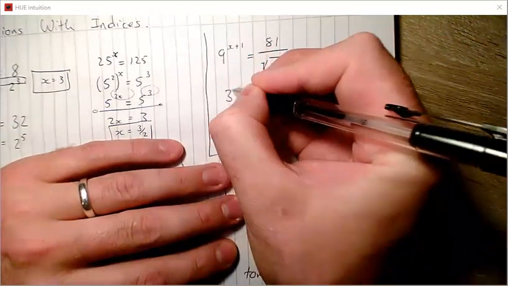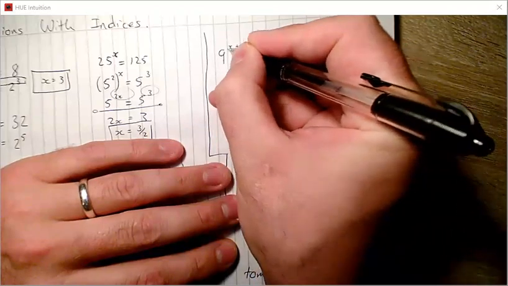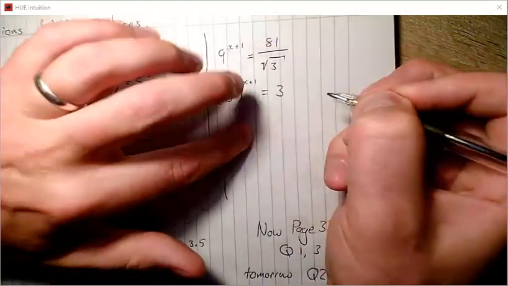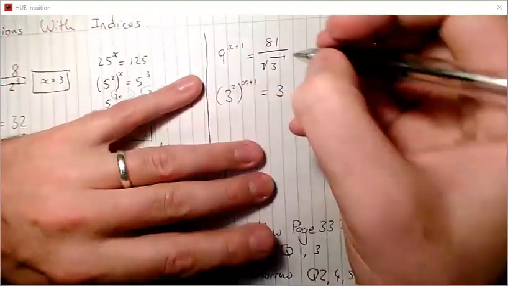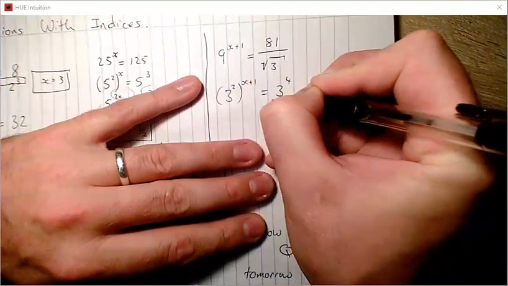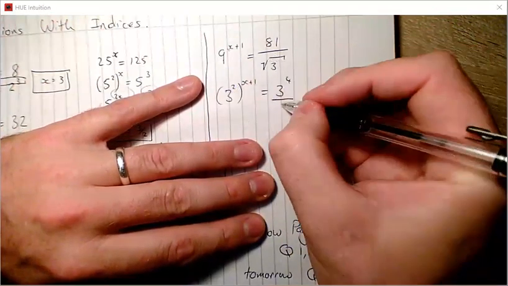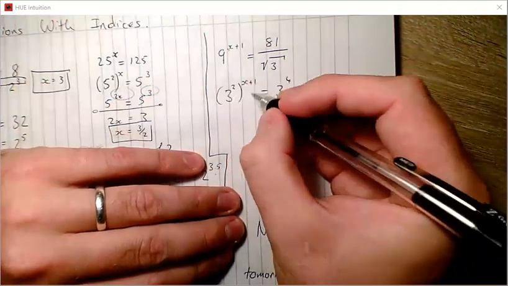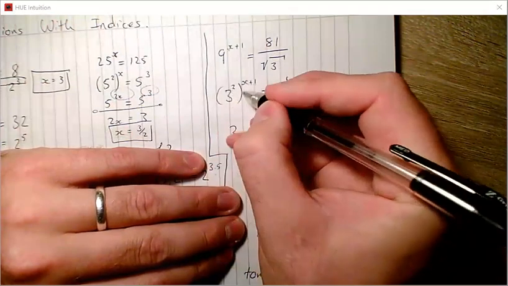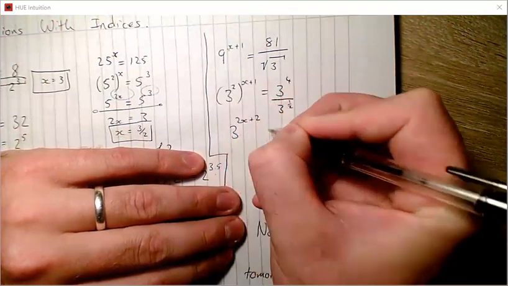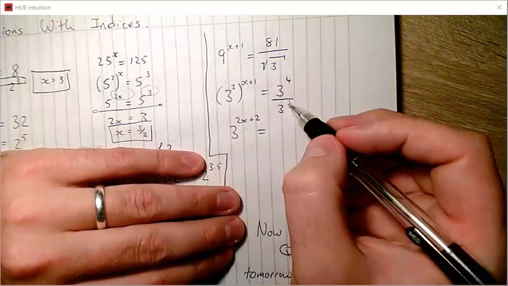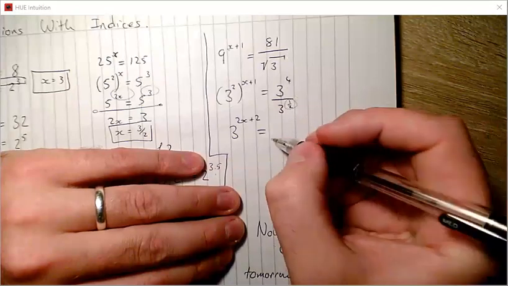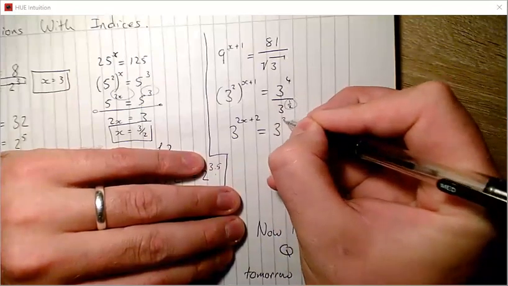So you can say, well, that's 3 squared to the power of x plus 1 is the same as 81, which is 3 by 3 is 9, by 3 is 27, by 3 is 81. So that's 3 to the power of 4 divided by 3 to the power of 1/2. So what am I getting here? Well, multiply out my indices. That says 3 to the power of 2x plus 2. And here I say 3 to the power of 4 minus a half. Subtract the indices because you're dividing. That's 3 to the power of 3.5.